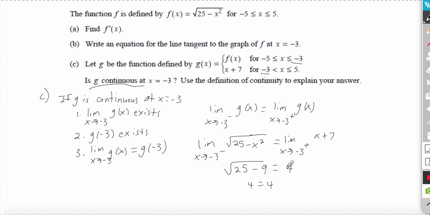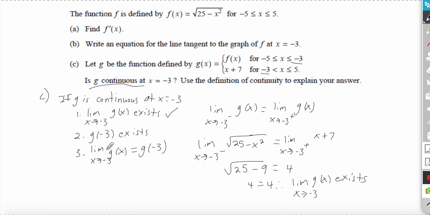Okay, so what can we say then? Therefore, the limit as x approaches -3 of G of x exists. All right, we're being very thorough. That's the goal. We want to be really thorough, beyond all doubt, that this thing is continuous. So we did check that the limit exists. It does. We just showed that, right?